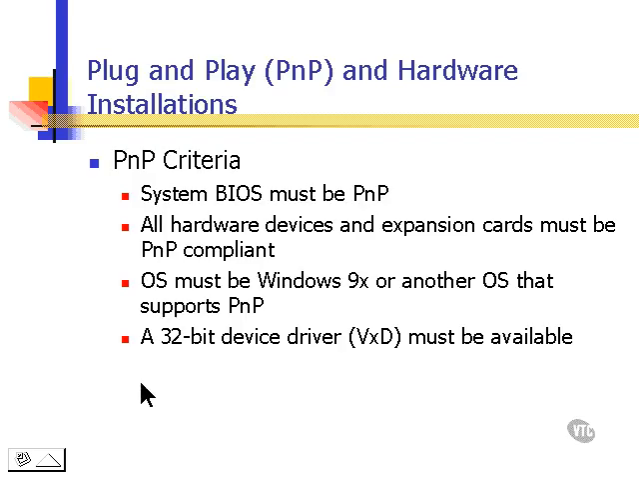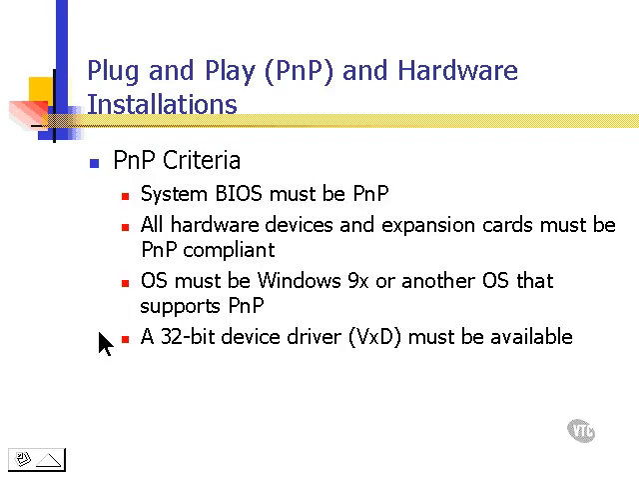In order for plug and play to operate properly, first of all, the system BIOS must support plug and play. All the hardware devices and expansion cards must be plug and play compliant. All PCI cards are plug and play compliant, and some ISA cards, especially the latest ISA cards, are plug and play compliant. The operating system must also be plug and play compliant, which means it has to be a Windows 9X or better operating system. Windows NT, by the way, Windows NT 3.5 and 4.0 are not plug and play compliant.